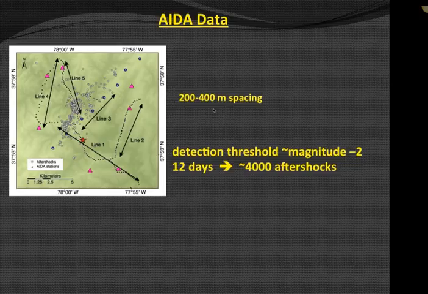But with 12 days of data, we were capable of recording about 4,000 aftershocks, which is what the traditional arrays were capable of recording in about 4 months. So we get a much, much lower detection threshold. The threshold on the traditional network was just a little bit below magnitude 0 for location.